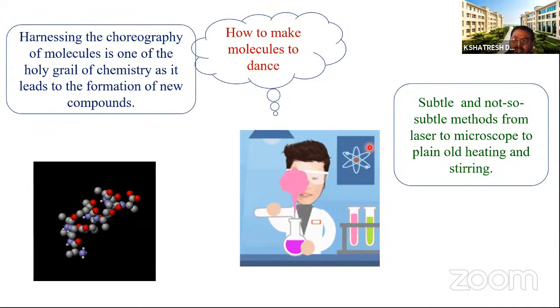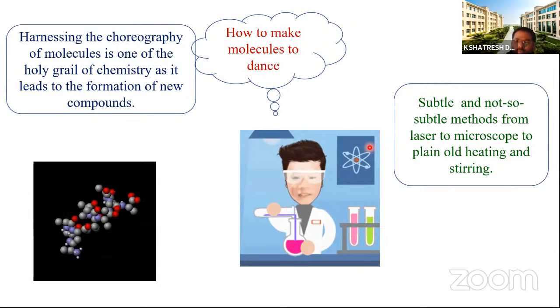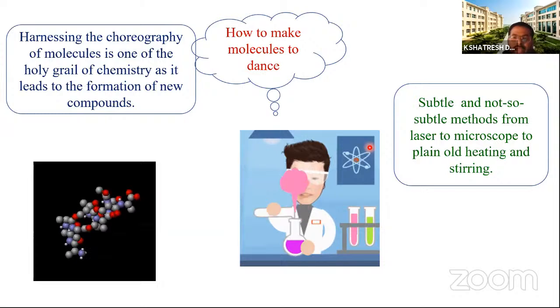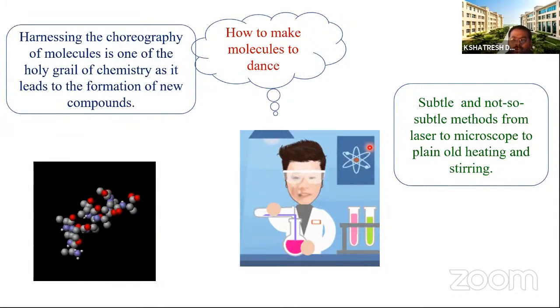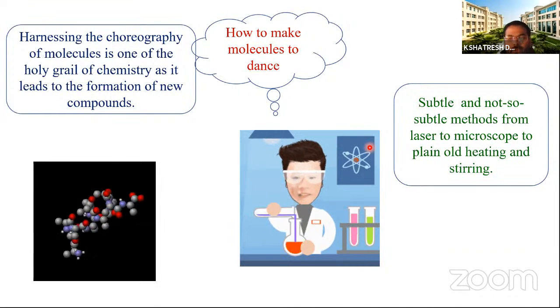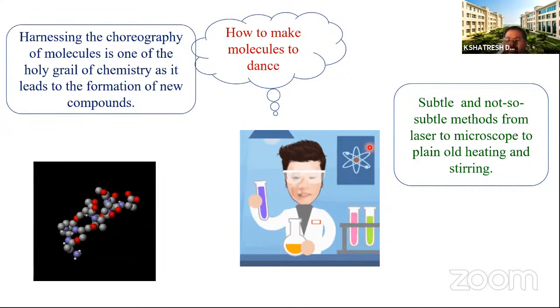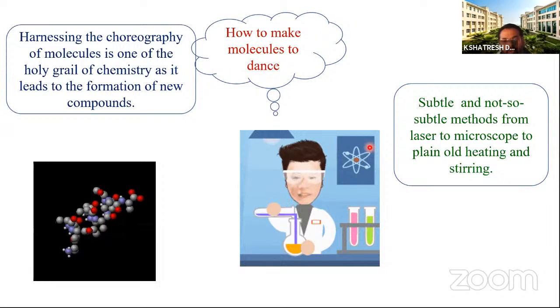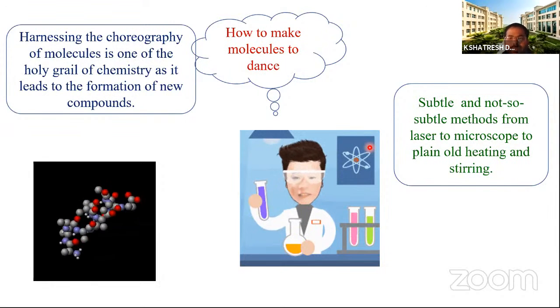We have some subtle methods, for example a very precise laser or microscope, and also some not so subtle methods, for example stirring the compounds and heating. In all these processes, either we are stirring or heating the compounds. In every case, we actually choreograph the dance and try to regulate the dynamics of the molecules. This is a somewhat orthodox way, for example heating or stirring the molecules, to create dynamics in the compounds.